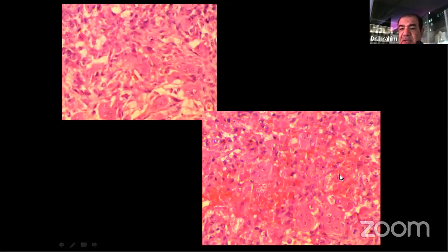Again, you can see many fibrin and blood spaces and many giant cells. This can wrongly be misdiagnosed as giant cell tumor. You can see here many giant cells, many spaces that are lined by spindle cells, not by endothelial cells. If you do endothelial markers, it's negative in these areas.